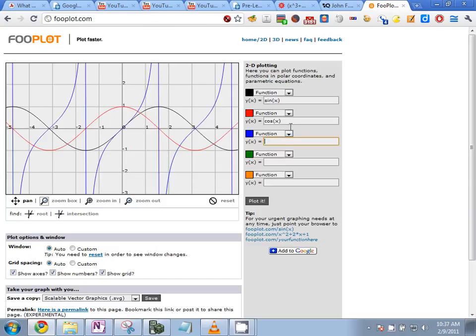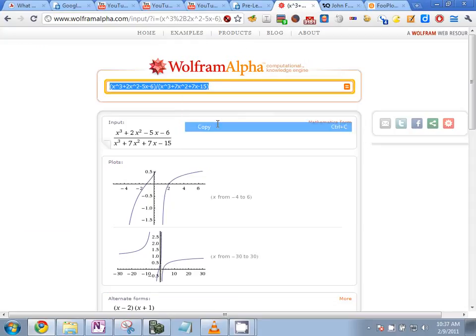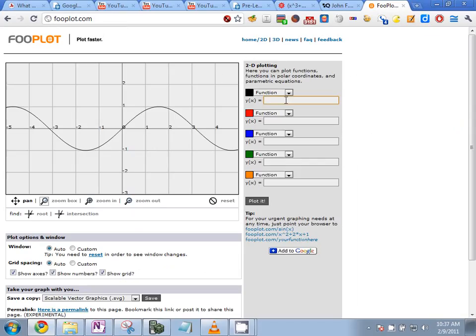And where was our Wolfram Alpha? This is it right here. I'm curious as to how intelligent it is. Function 1. Let's make it the green. Let's make it that one. Oh, look at that. That's fast. Zoom out. Sorry, zoom out. Check that out.